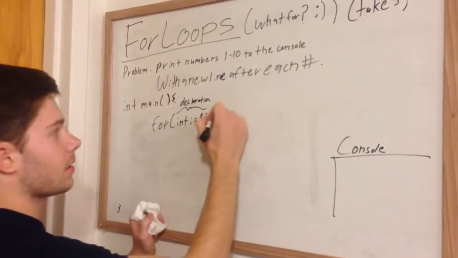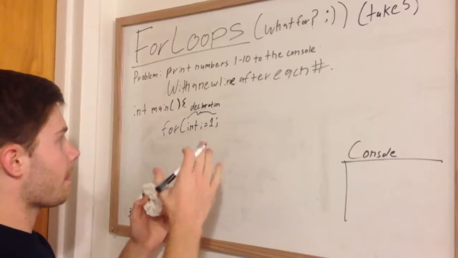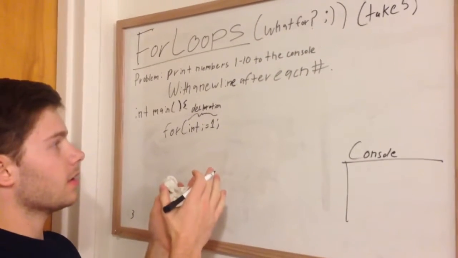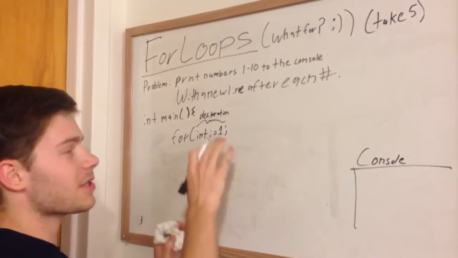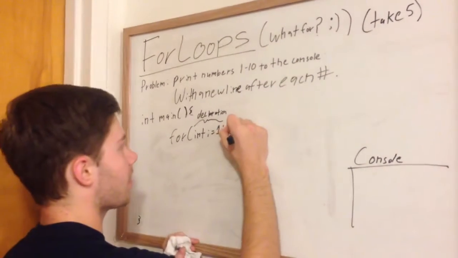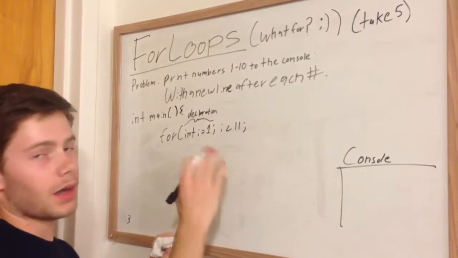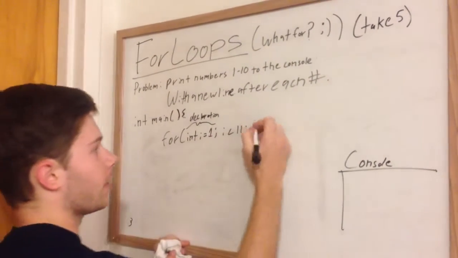The second part is your condition. So the condition is we want it to be true. If the condition is true, the code inside the for loop will execute. So our condition will be I is less than 11. And then we're going to update I by adding 1 to it.